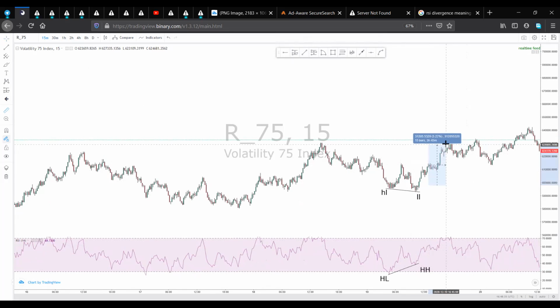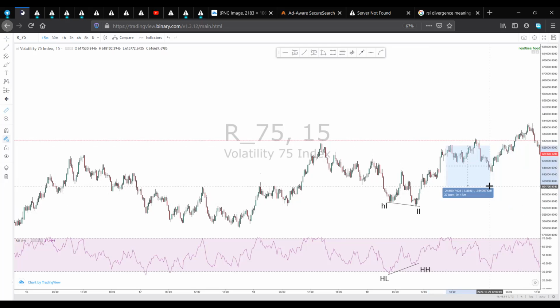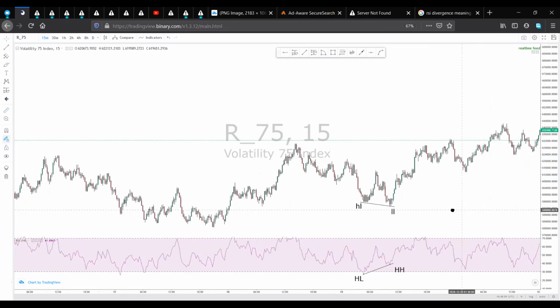Because this Volatility 75, it's moving very fast, and this is around 30,000 pips. So it's much. Maybe you are using the lot size of 0.01. This is big for the Volatility 75 because it's moved very fast. Okay. Let's look for another example for the buys.